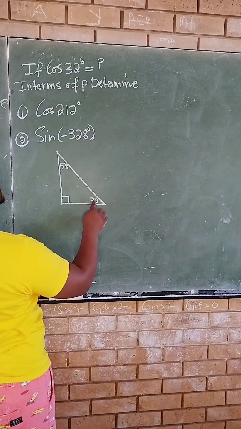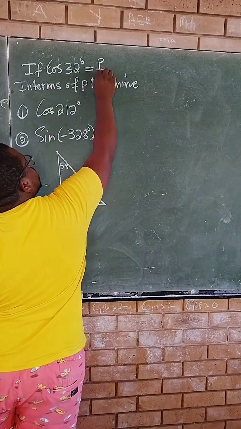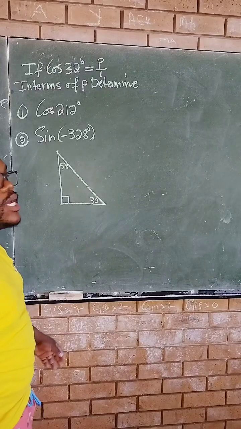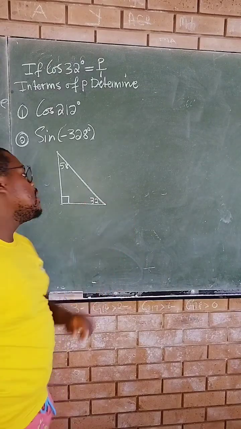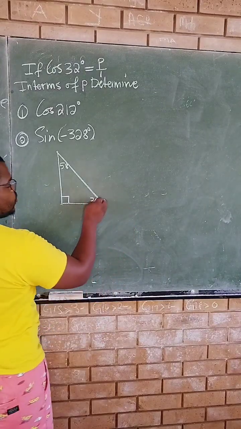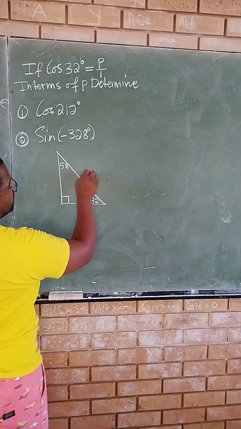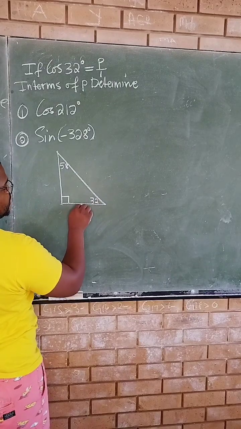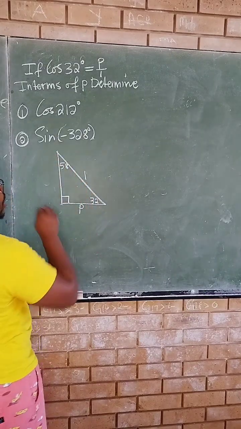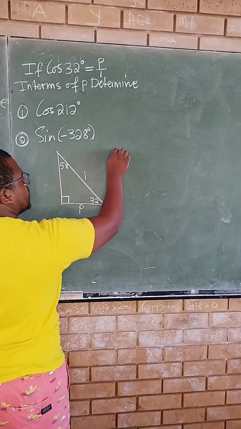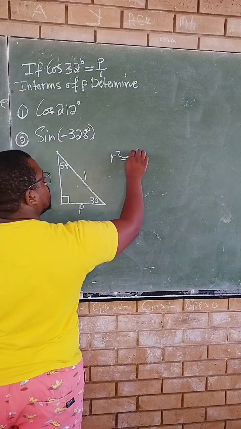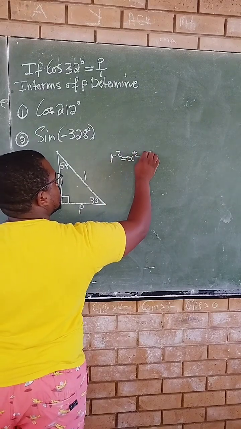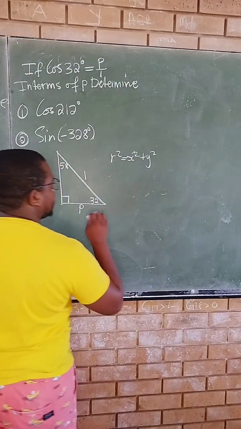They said this is always over 1 because it's a number, okay? Now let's go for it. That means it will be adjacent over hypotenuse. Adjacent is P and the hypotenuse is 1. Then I use Pythagoras theorem to get the other side.